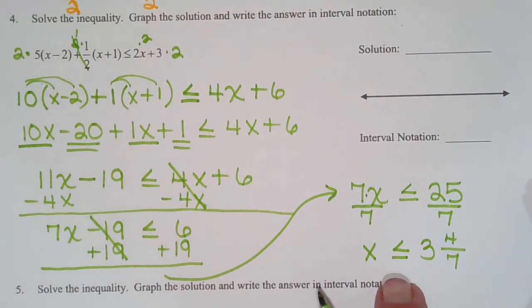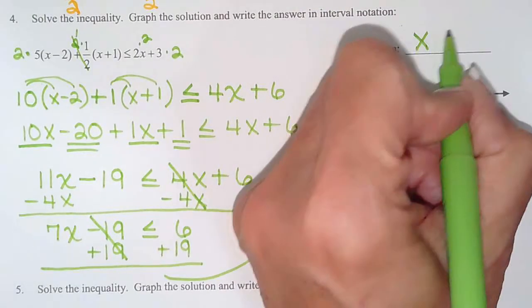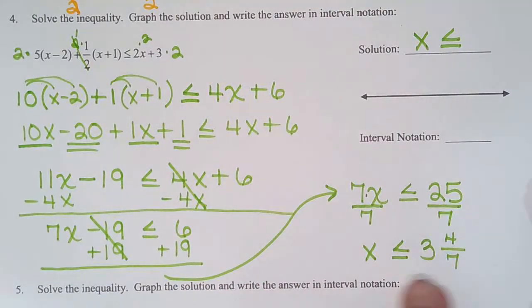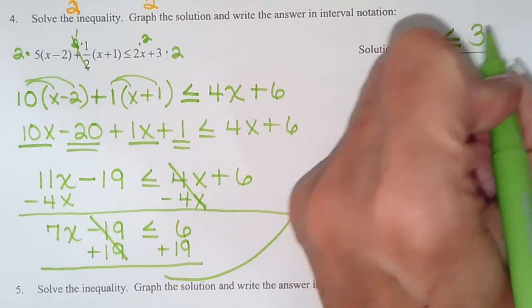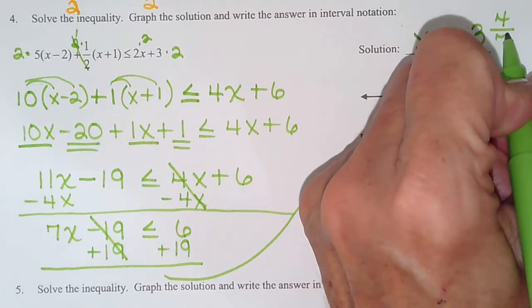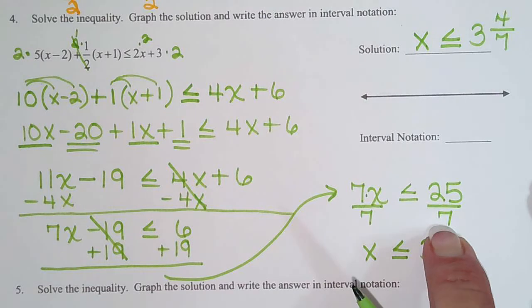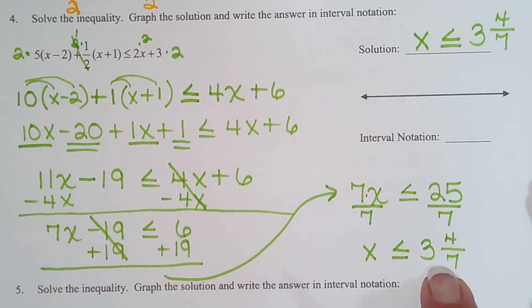So we move that solution up here. X is less than or equal to 3 4/7. And remember, if it says write a fraction, then you write 25/7. If it says write a mixed number, then you write this. If it doesn't indicate, you can write either one.